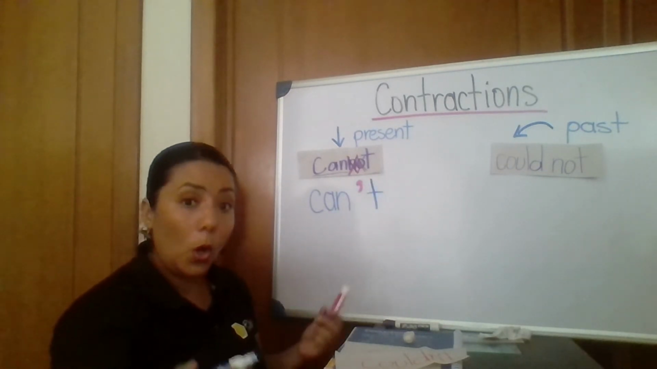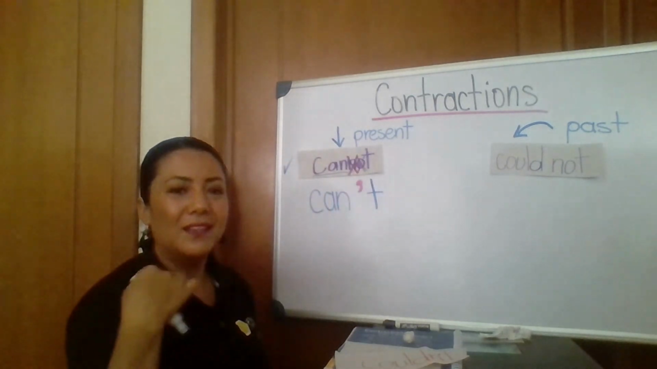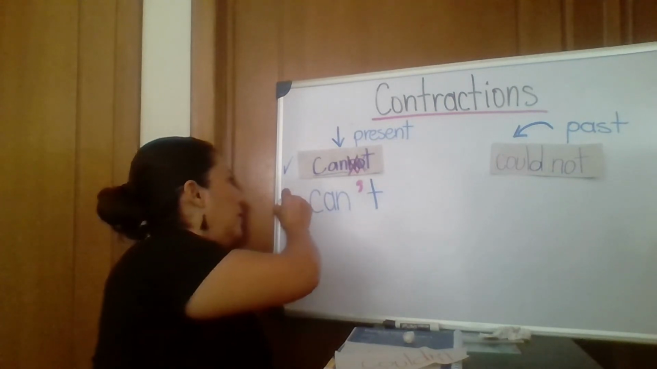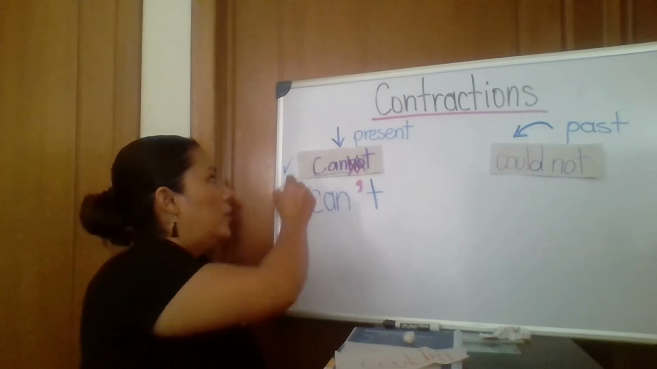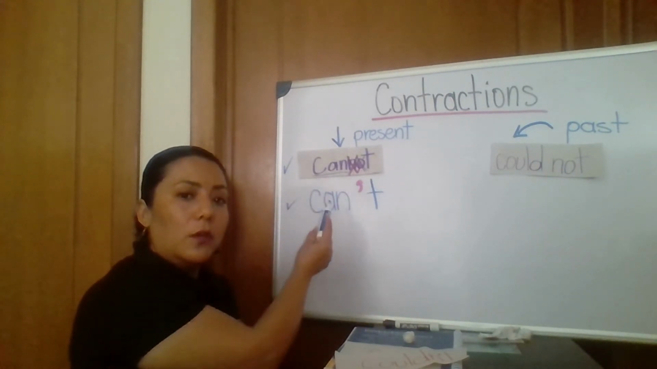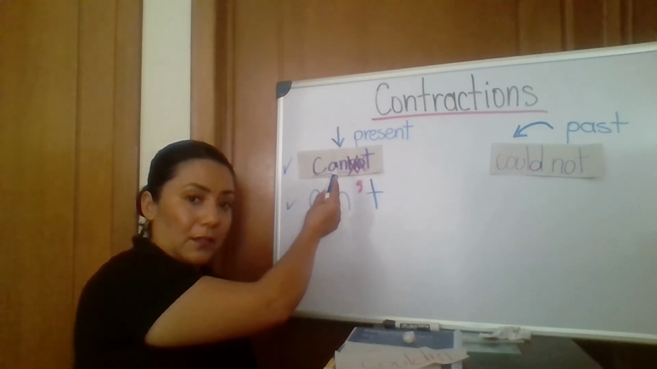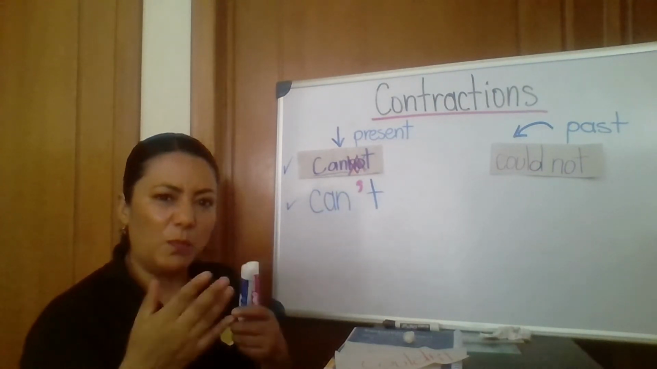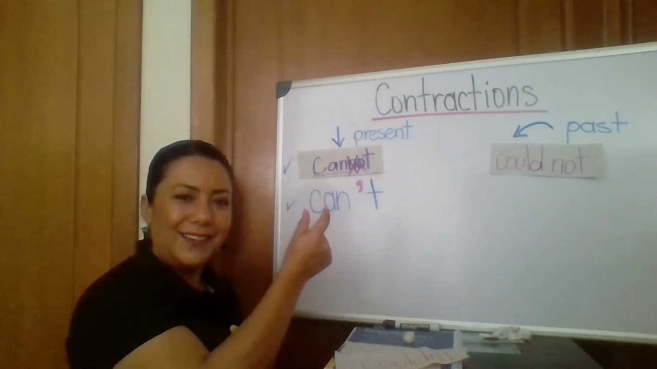Can't. Oh, so now we know we can use this one. Sorry, teacher, I cannot hear you. Or this one. Sorry, teacher, I can't hear you. This is okay. This is okay. No contraction, contraction. Is this correct to use? Yes. Is this correct to use? Yes. But when speaking English, we use contractions to go faster.